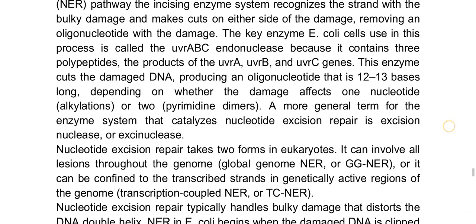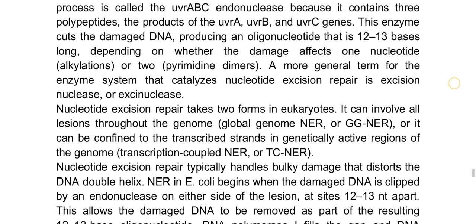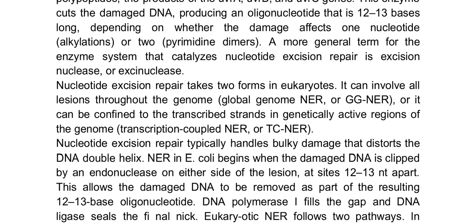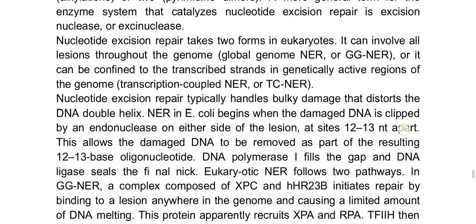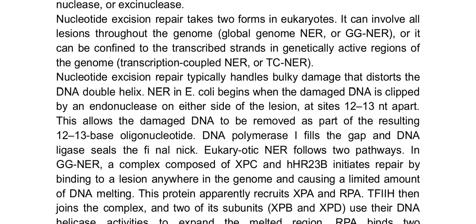This enzyme cuts the damaged DNA, producing an oligonucleotide that is 12 to 13 bases long, depending on whether the damage affects one nucleotide, alkylations, or two, pyrimidine dimers. A more general term for the enzyme system that catalyzes nucleotide excision repair is excision nuclease or excinuclease. Nucleotide excision repair takes two forms in eukaryotes. It can involve all lesions throughout the genome, global genome NER or GGNER.